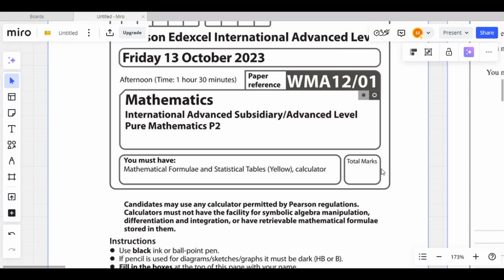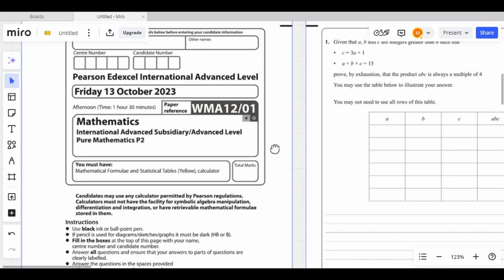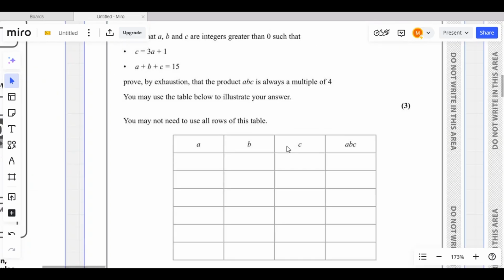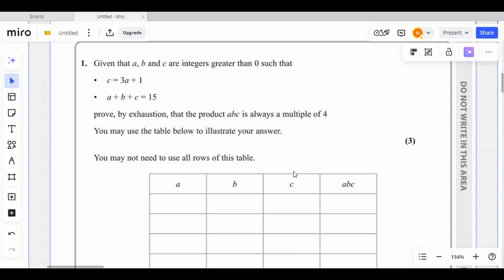Okay, so this is the October 2023 paper, from number 1. What they have asked in number 1. So number 1 is basically from proofs. So this is a type of proof called proof by exhaustion. Okay. So what they have asked in number 1.